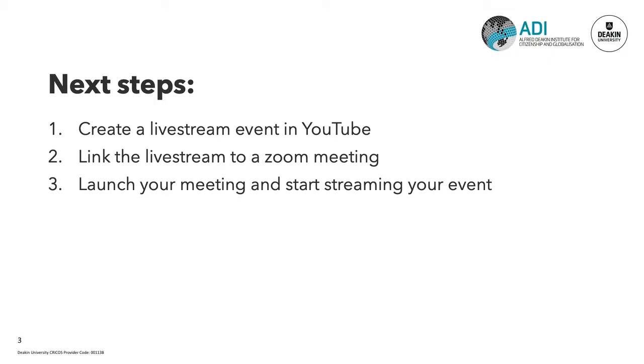So there's 3 basic steps to follow. The first is to create a live stream event in YouTube. The second is to link that event to a Zoom meeting. And finally, you launch your meeting and begin streaming your event. And I'll show you what that looks like.